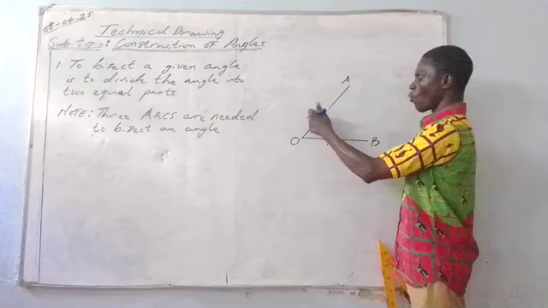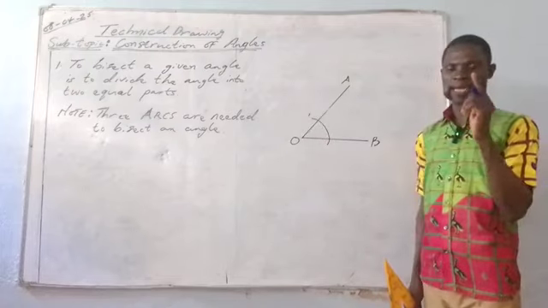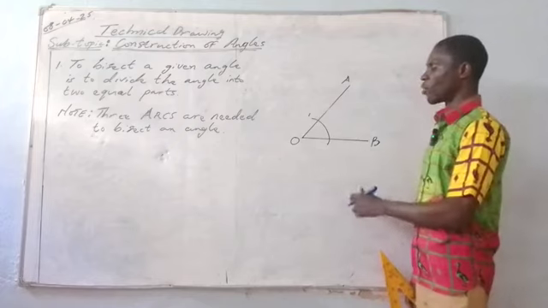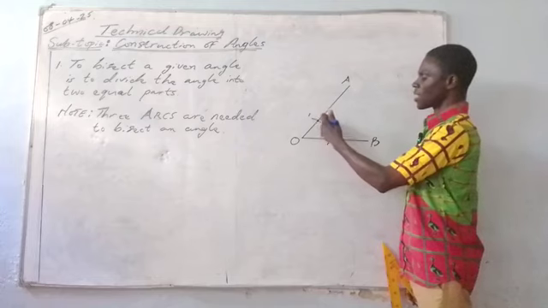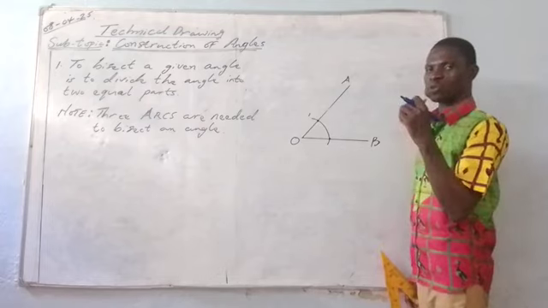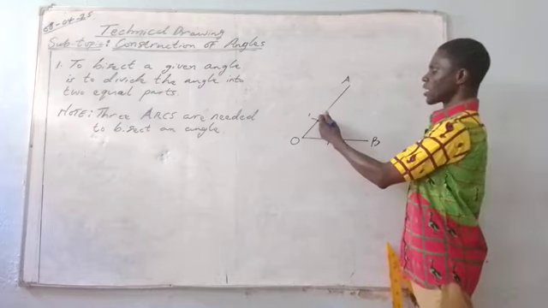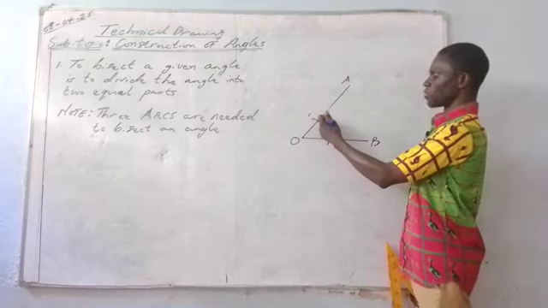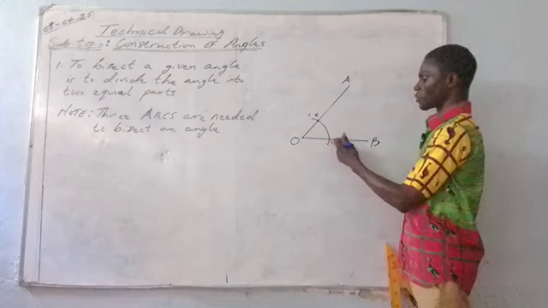So this is arc 1. As I said, we need three arcs to bisect an angle. This arc 1 touches line OA at this point and touches line OB at this point. What we have to do now is take the compass and put the pinpoint at this point. Let me call it point X, and let me call this other point Y.